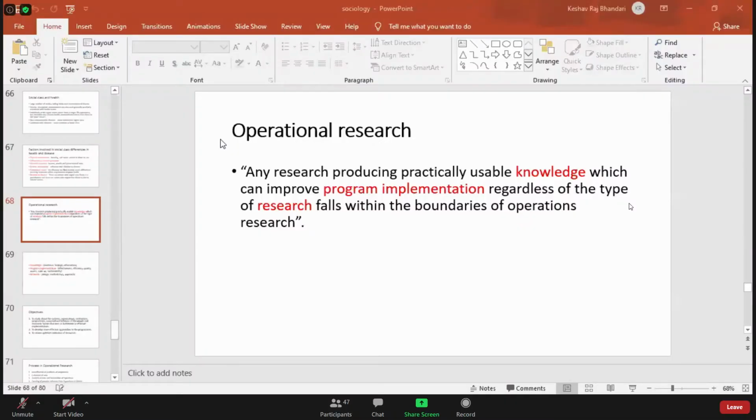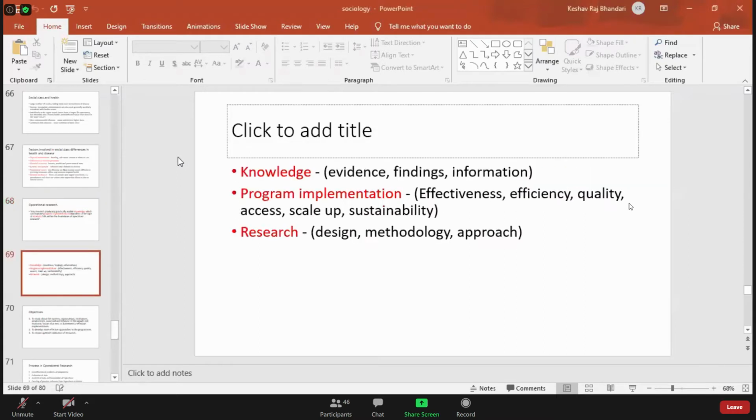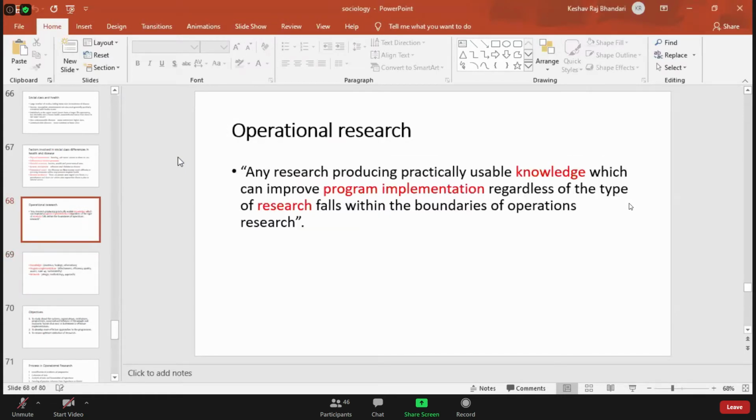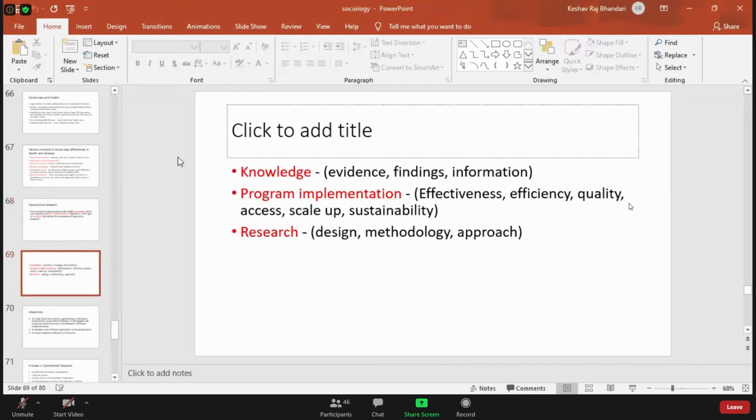falls within the boundaries of operation research. It means research which is done to improve the effectiveness of a program. For example, the keywords are knowledge, which means finding the evidence and information, and program implementation, which means to improve the effectiveness, efficacy, and efficiency, quality, or the scale up of the program. And by research, we mean the type of design, the methodology, and the approach.